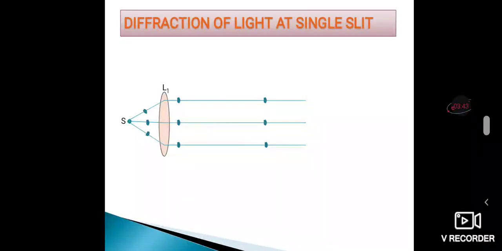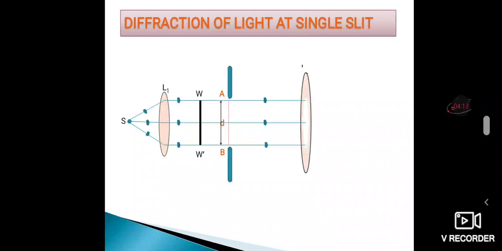The light from L1 propagates in the form of a plane wavefront, which we can write as W dash. Then the plane wavefront W dash is incident on the slit AB of width d. According to Huygens principle, each point of the slit AB acts as a source of secondary wavelets. Next, the convex lens L2 helps in converging the parallel beam.